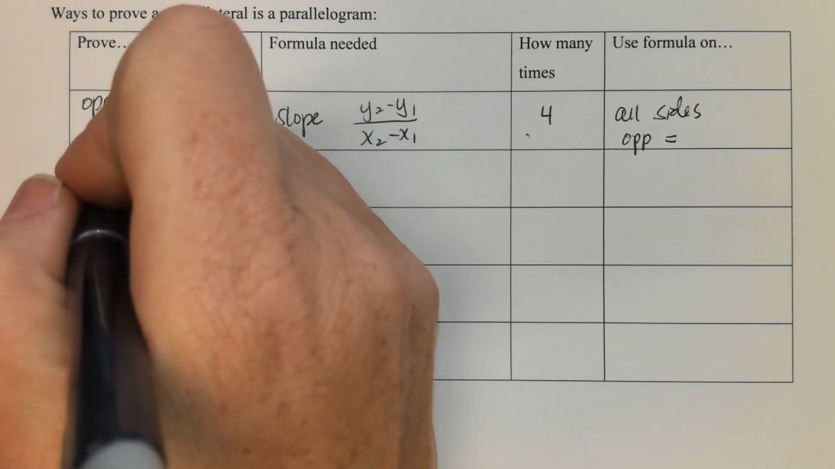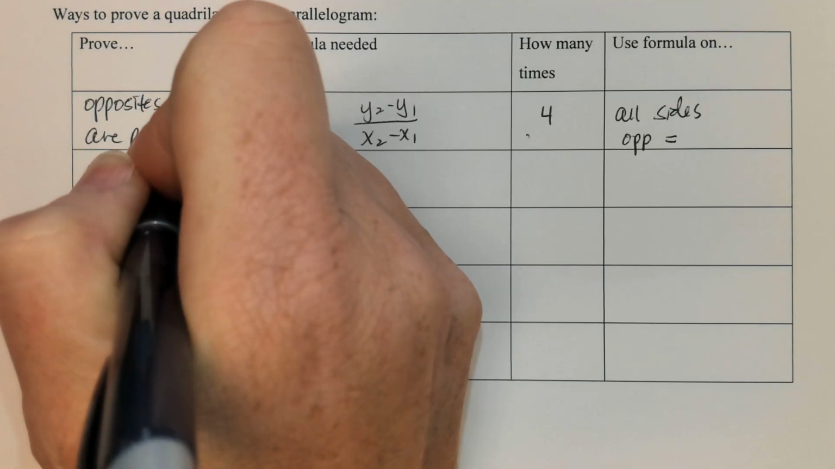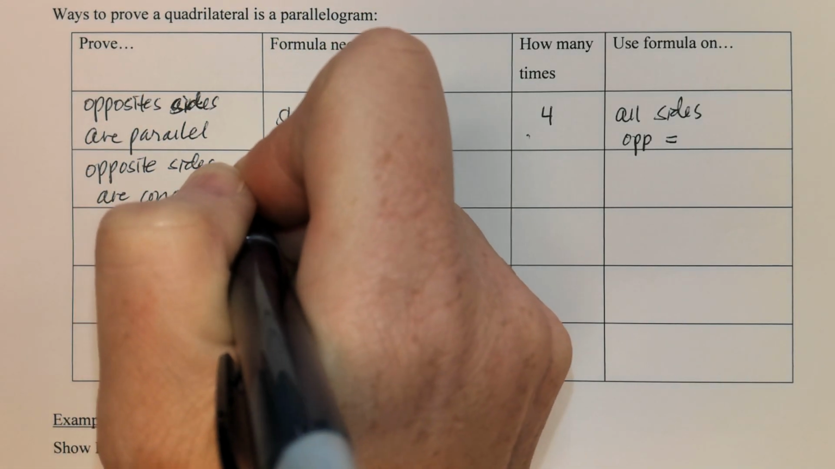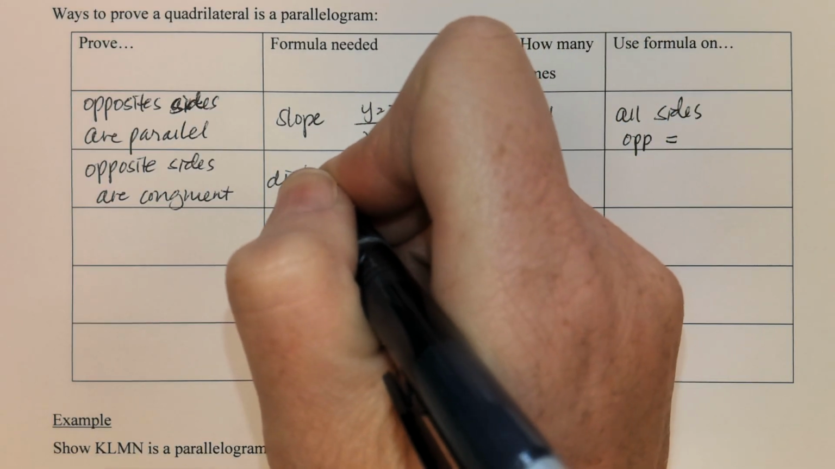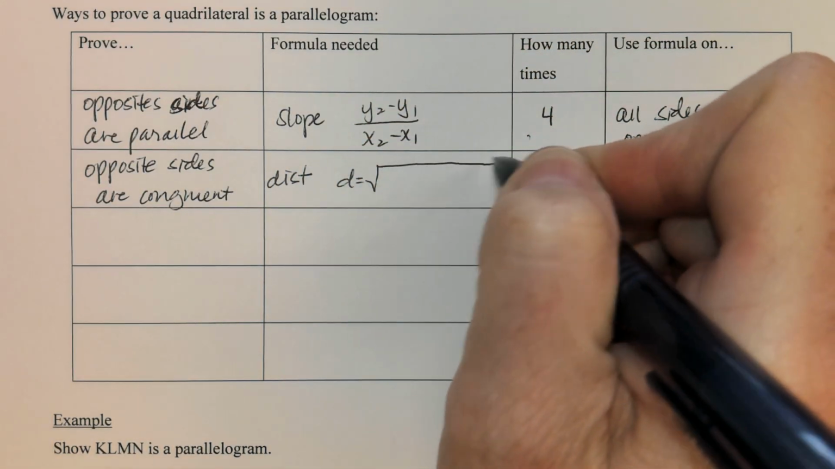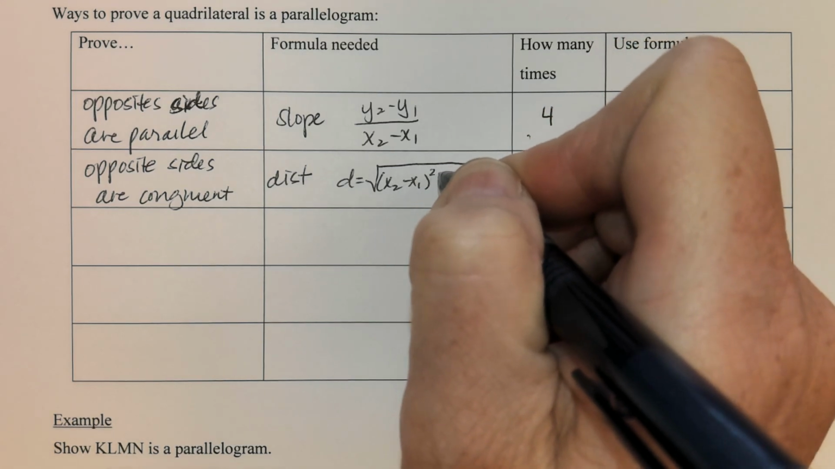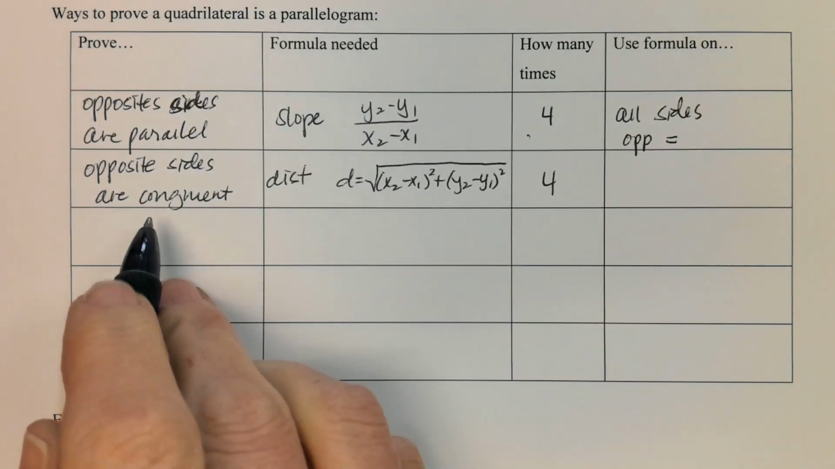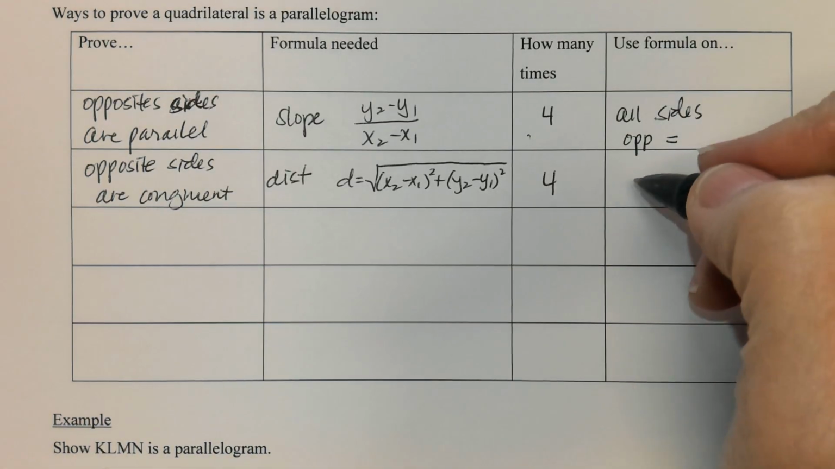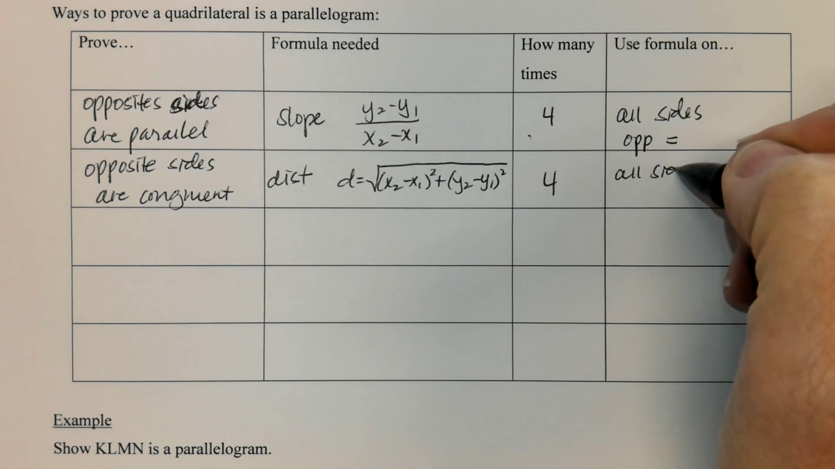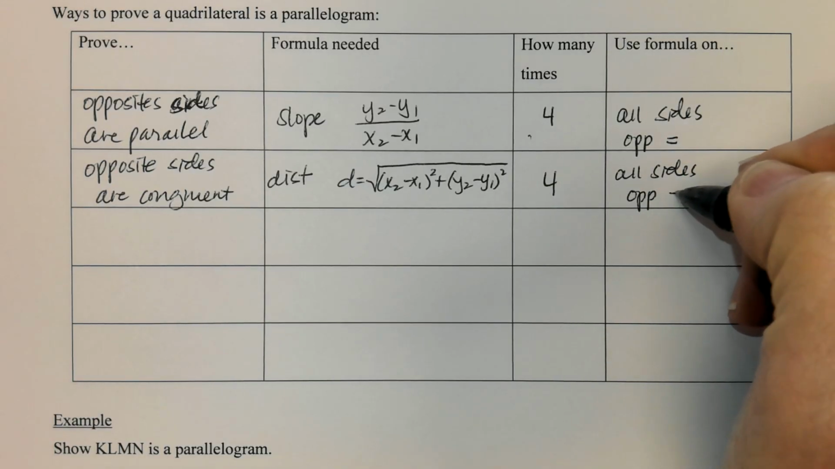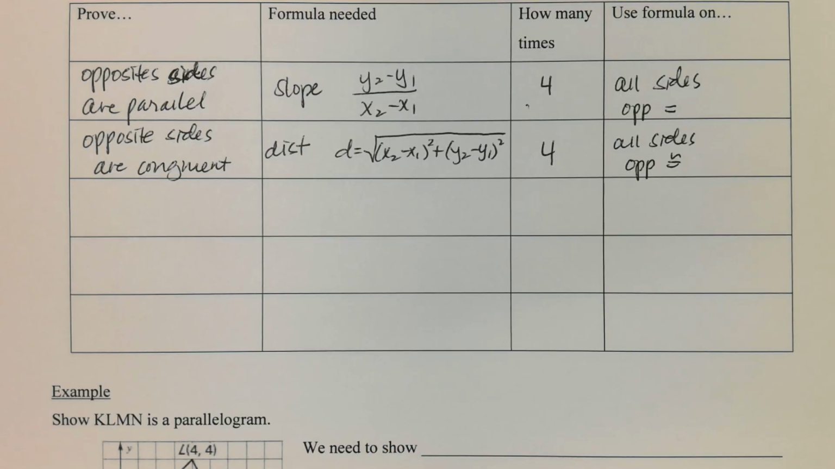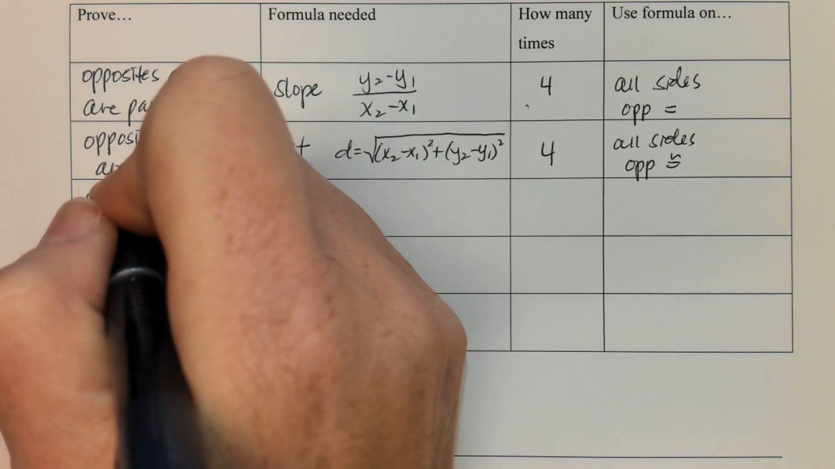Next up, you could prove that opposite sides are congruent. So you'd have to show that they have the same length. So you would be doing the distance formula. And you would have to do that 4 times, one on each side of the parallelogram. So all sides, and you would need opposite ones to be congruent. So 4 distance formulas.